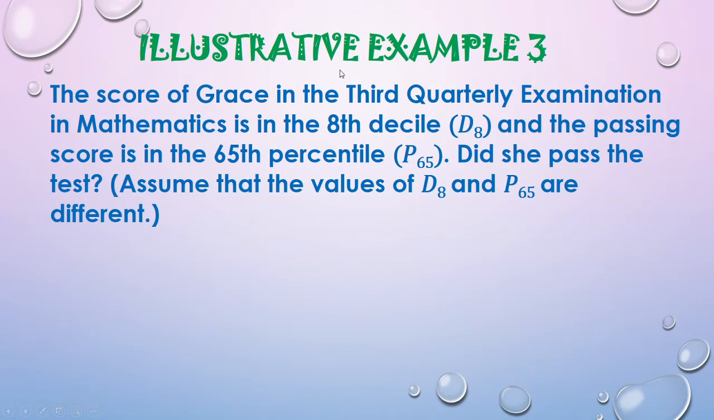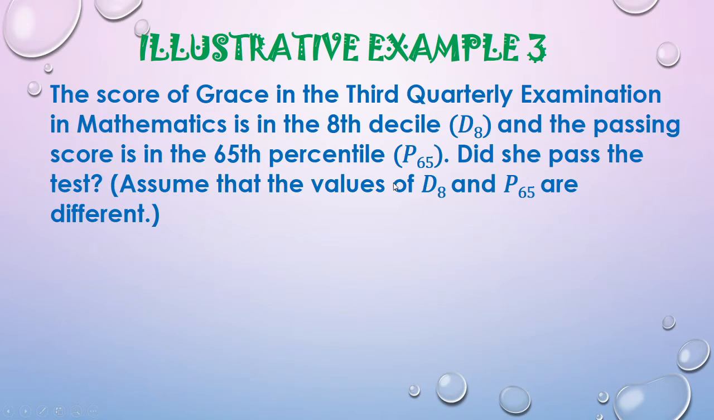So, let's proceed to another example. The score of Grace in the third quarterly examination in mathematics is in the 8th decile, and the passing score is in the 65th percentile. Question: did she pass the test? Assume that the values of D sub 8 and P sub 65 are different.